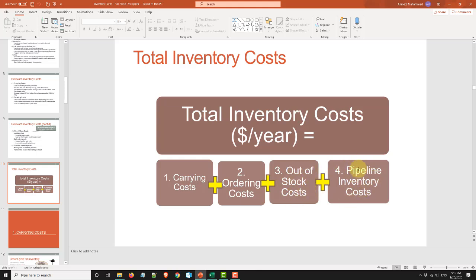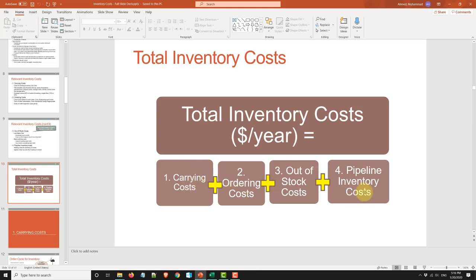And then we have pipeline inventory costs, which is the cost of inventory when it's being transported from the supplier to our facility. Because when something is on a transport, whoever owns the inventory still has money invested in the inventory, and so there is a cost they incur, kind of like a holding or carrying cost, but this is like a carrying cost for only the time period when goods are being transported from the supplier to our facility.